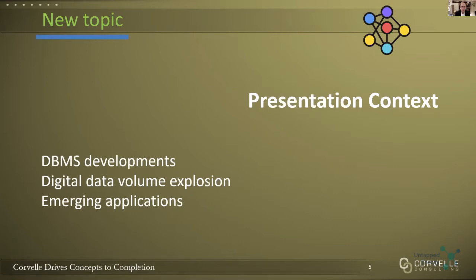The trends that are creating the digital data volume explosion, such as IoT, social media, and e-commerce, are also driving the emergence of new applications that benefit from the existence of graph databases.